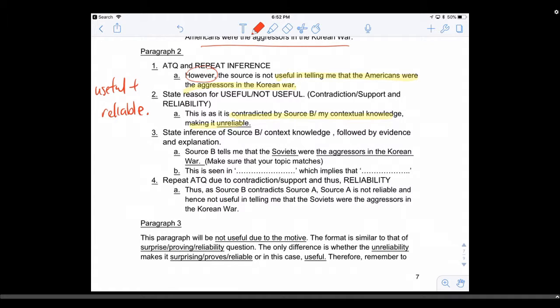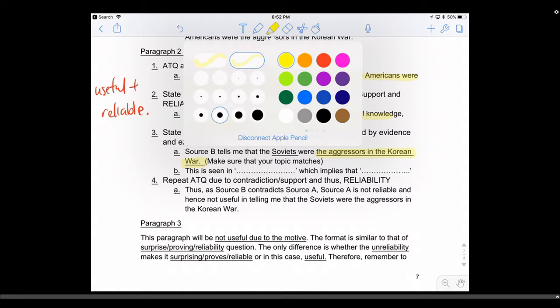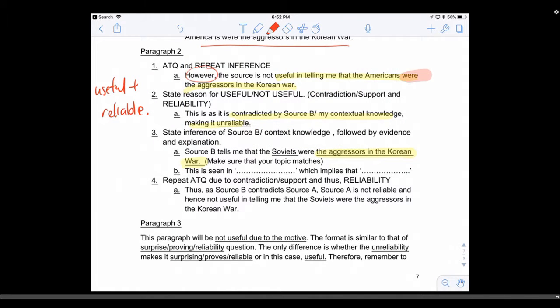B tells me that Soviets were aggressors in the Korean War. Okay, take notice, like all reliability questions, make sure there's a matching criteria. The criteria is who are the aggressors, because this is what I said in here. Okay, let me use another color, red. Were the aggressors in the war, right? So now you're telling me the same topic, the aggressors in the war, but a different inference, that now it is the Soviets. Okay, so please keep it short and sweet. Make sure you're talking about the same topic.